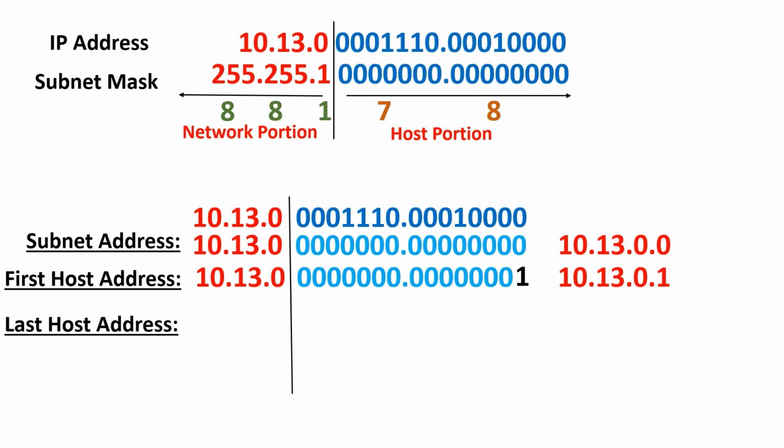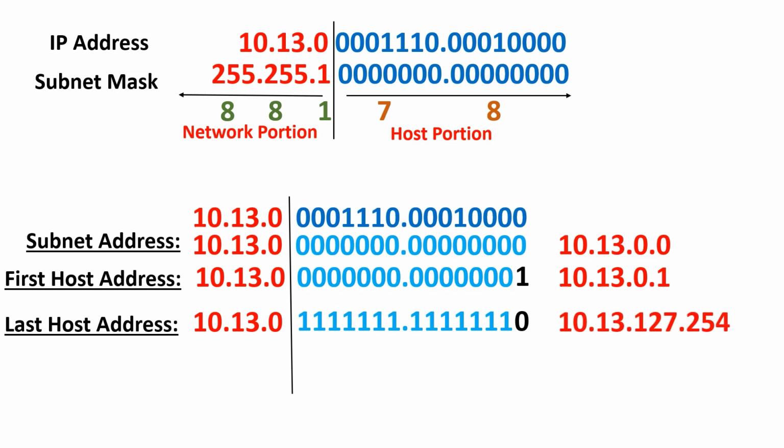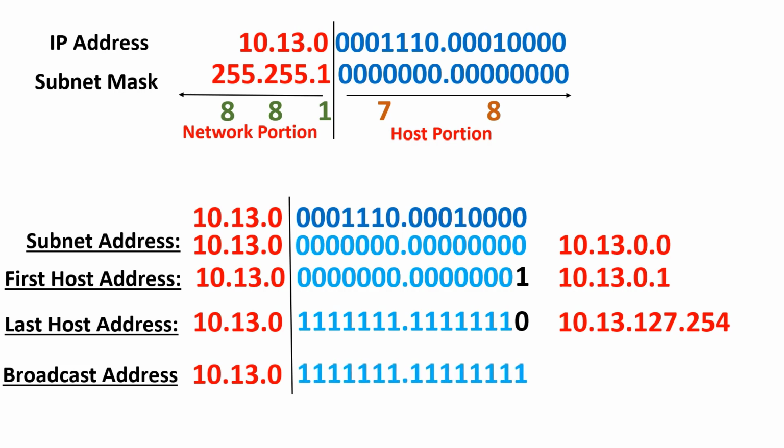And when we convert this from binary to decimal, this gives us 10.13.0.1. And as for the last host address, we fill the whole host portion with ones, except for the very last bit. We set that bit to a 0. Now when we convert this from binary to decimal, it gives us this IP address of 10.13.127.254. And as for the broadcast address, the rule is saying that we fill the host portion with binary ones. Now when we convert these binaries to decimal, this gives us 10.13.127.255 as our broadcast address.